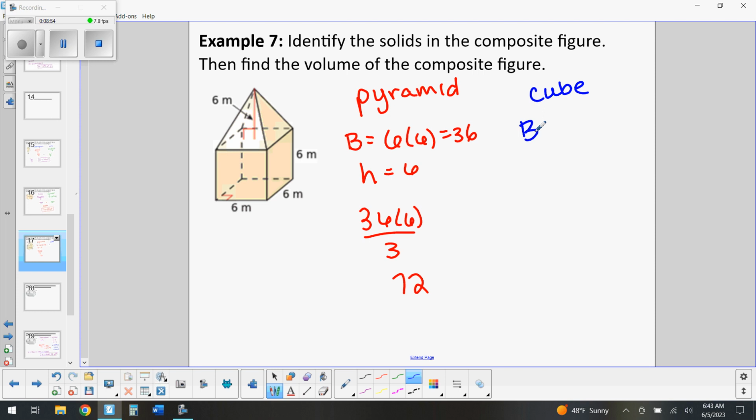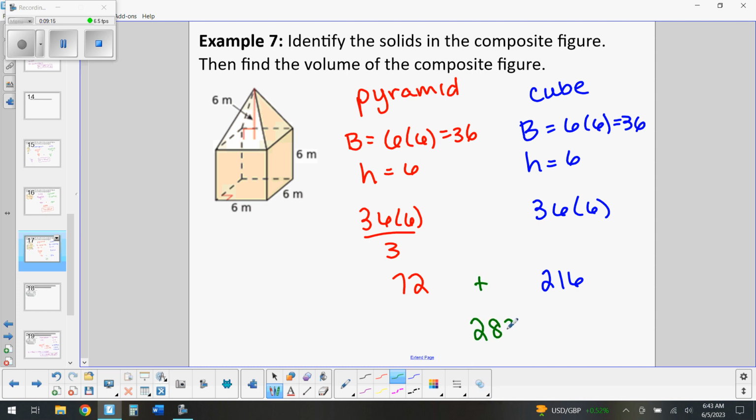Our cube has a base of 6 times 6 and a height of 6. And remember, rectangular prisms are base times height. So that's 36 times 6, which is 216. So our total volume is, if I add 72 and 216, so that's 288 cubic meters.